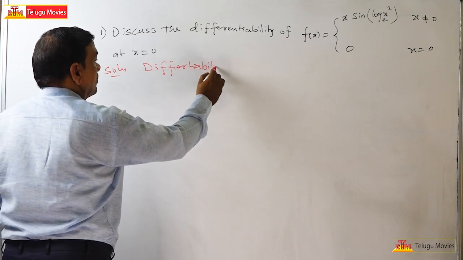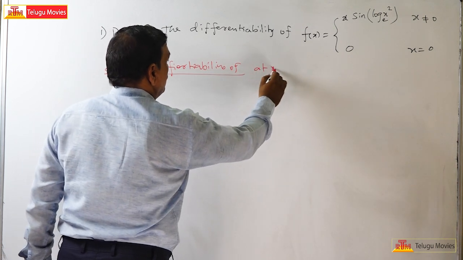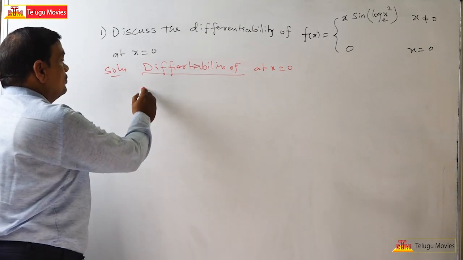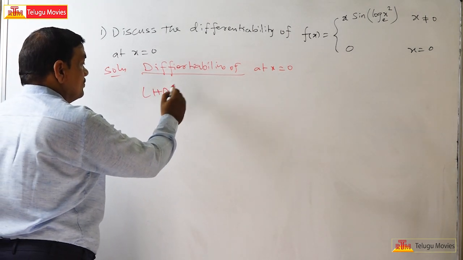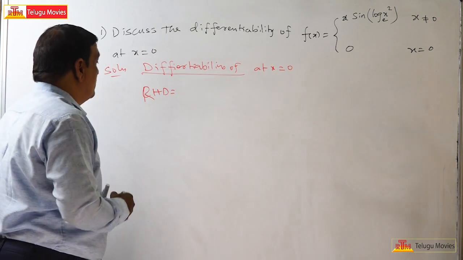Differentiability of this function at x is equal to 0. Let us find out the left hand side derivative at x is equal to 0. Left hand side derivative, right hand side derivative, whichever you can find out first, left hand side or right hand side. That means what?